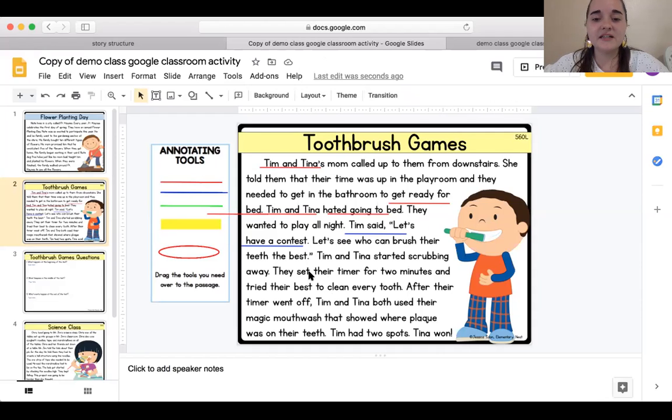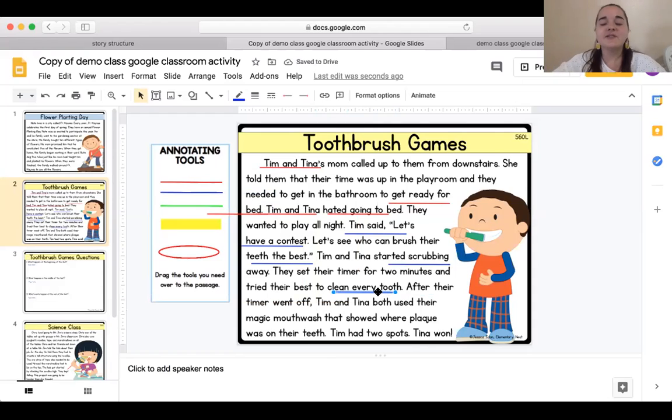All right, now we want to look at the different things happening in the middle. So we have, they started their contest to see who could brush their teeth the best. What else could I use to underline in the middle of the story? Kylie? Yeah, good. They were scrubbing away, so we know that they're working on brushing their teeth. Very good. All right. Yes, and they tried their best to clean every tooth.